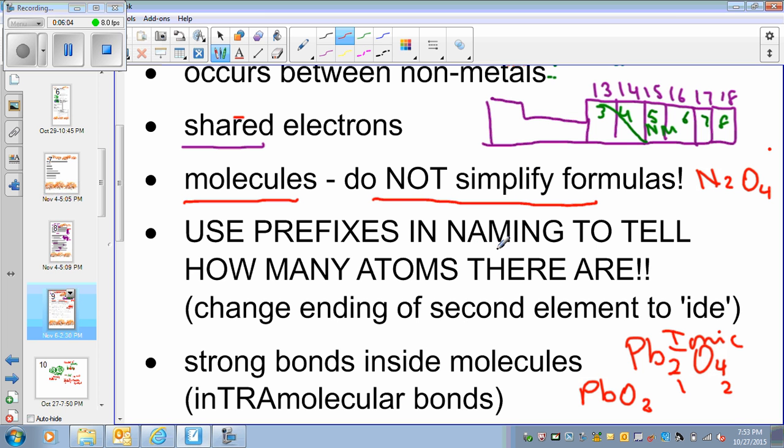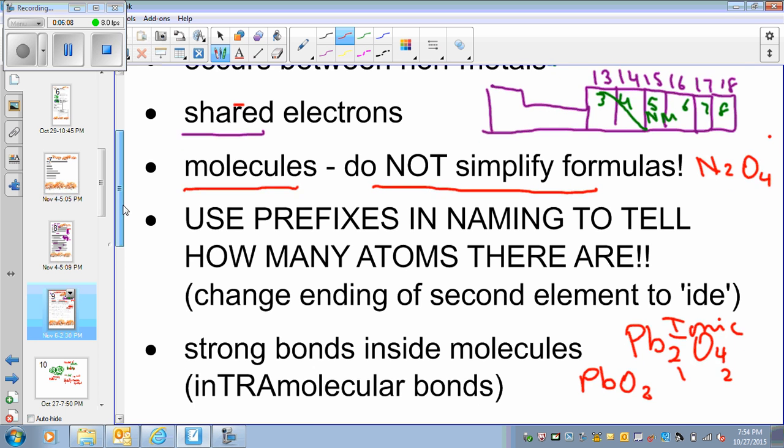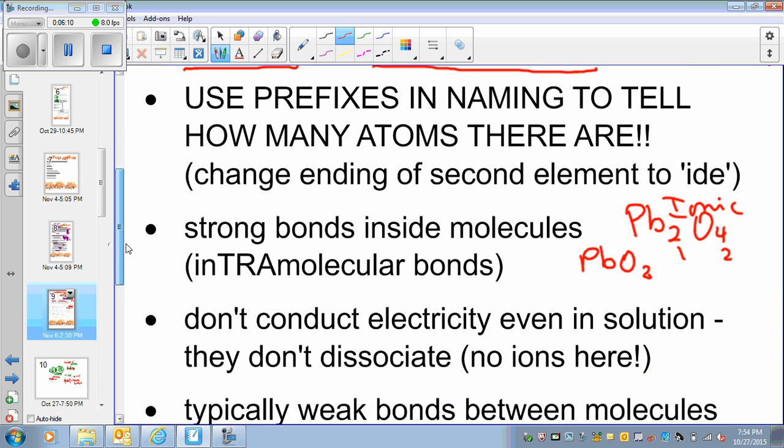We use prefixes for naming these compounds. There is no crisscross method. There is no ion. There is no charge. So we will use prefixes.